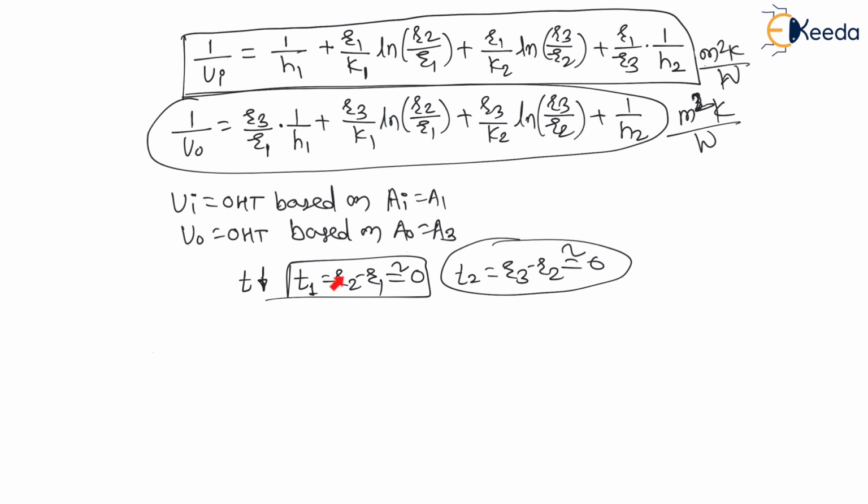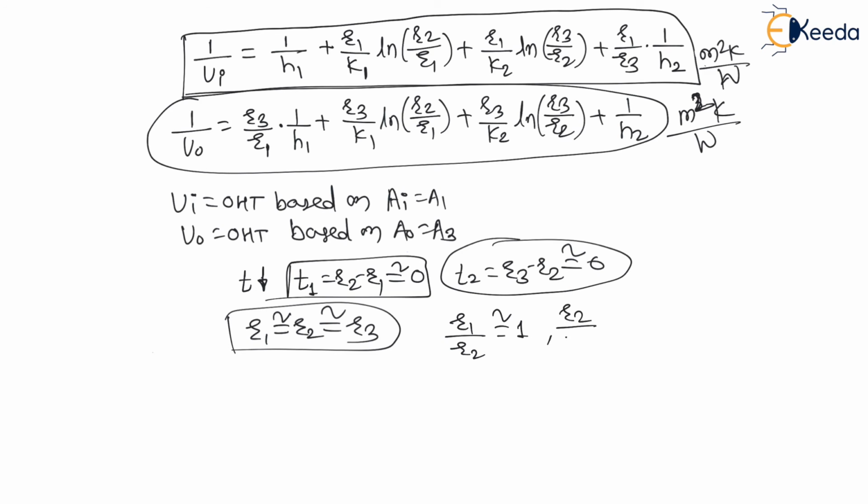That means if the thickness of the cylinder is very small, then R1 becomes almost equal to R2 and R2 almost becomes equal to R3. Therefore the ratio R1 divided by R2 becomes approximately 1, and the ratio R2 divided by R3 also becomes approximately 1. Therefore the ratio R1 divided by R3 also becomes approximately 1, right? So if I put this here, then this conduction resistance will go.